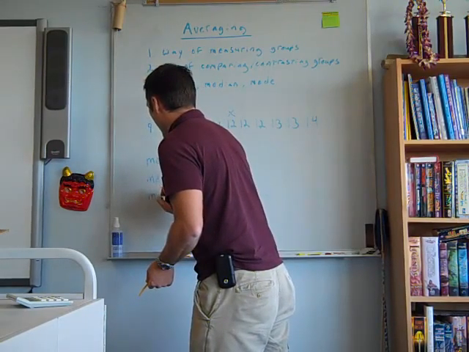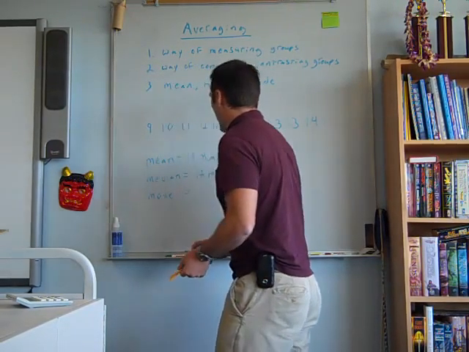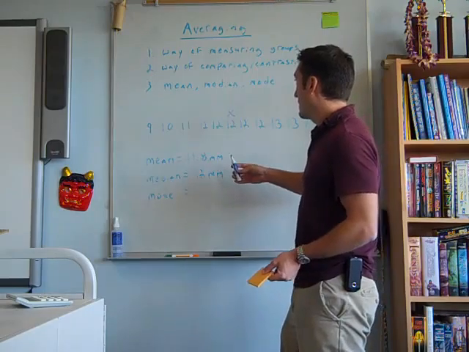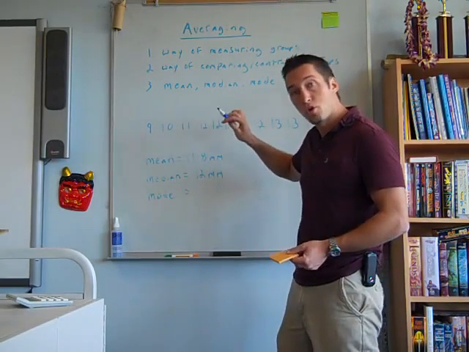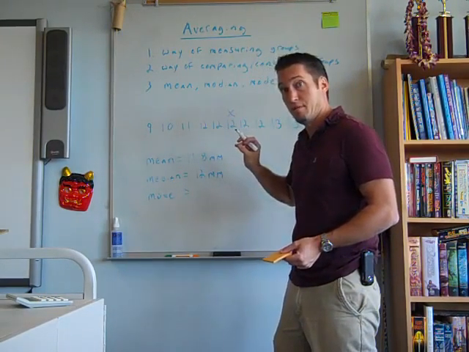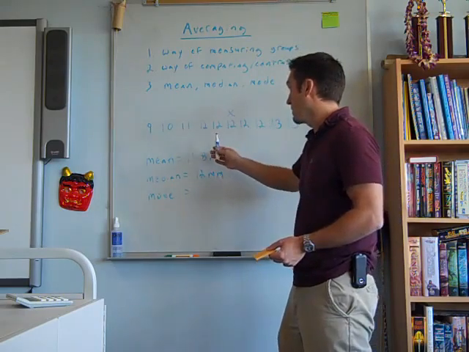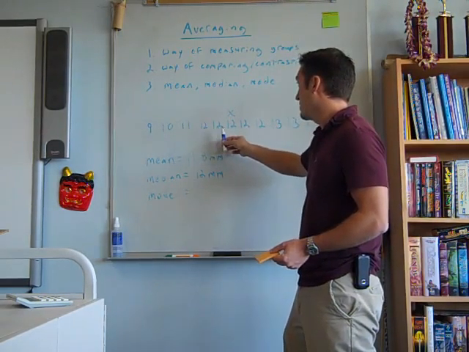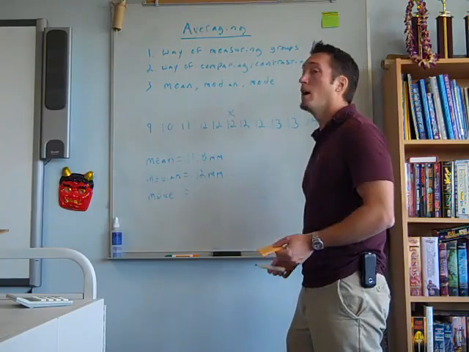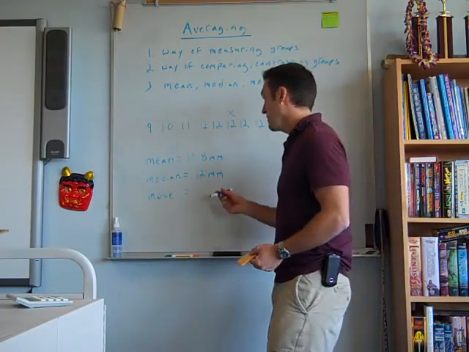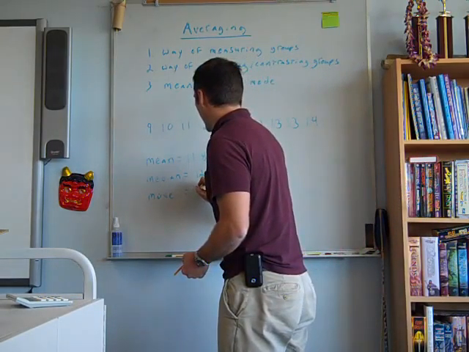And the mode is easy to figure out. The mode is the measurement that's most commonly repeated. Okay, that's the mode. So that's 1, 2, 3, 4, 5. 12 is the obvious mode in this case.